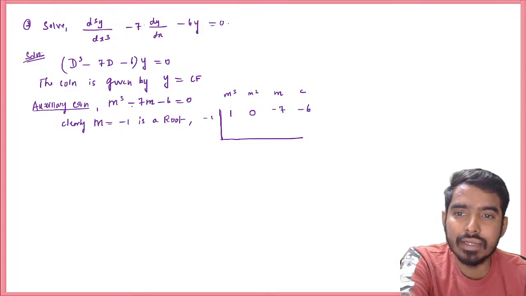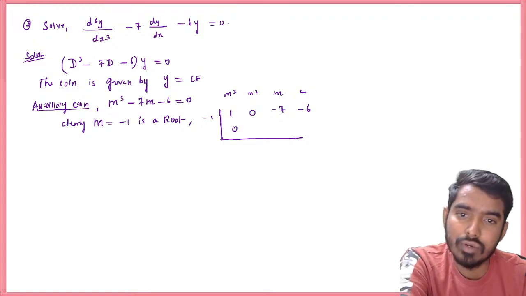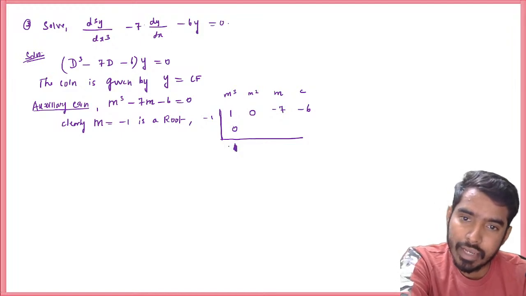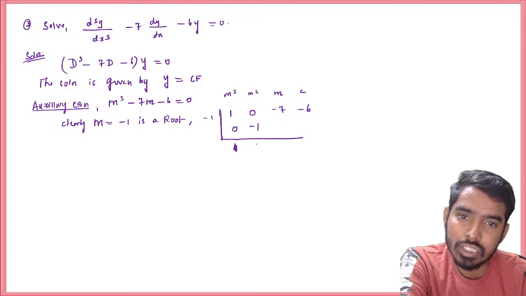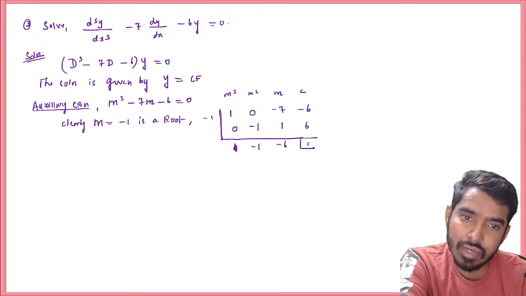There is no m square term here, so don't forget to put 0. So you need to put 0 first here. So 1 plus 0 is 1. Minus 1, 1 is minus 1. 0 minus 1 is minus 1. Minus 1 minus 1 is plus 1. Minus 7 plus 1 is minus 6. Minus 1 minus 6 is plus 6. So we will have this to be 0.